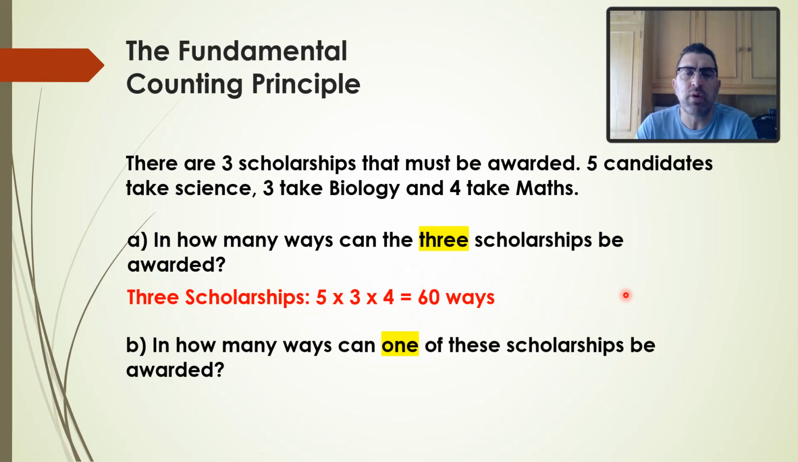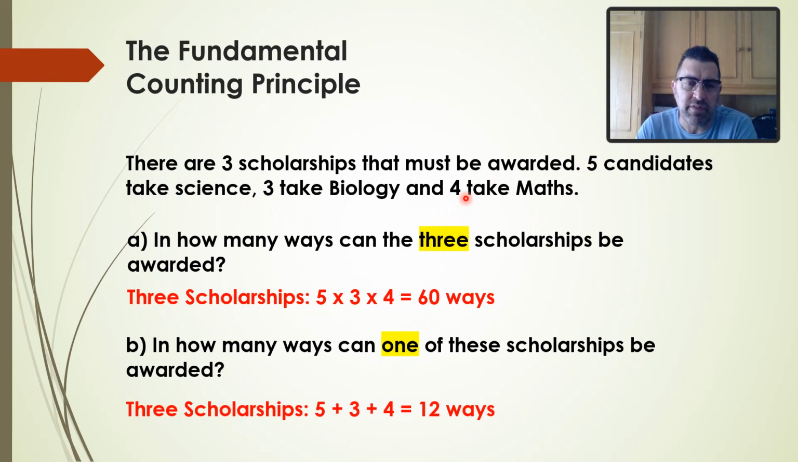In how many ways can one of these scholarships be awarded? Okay, so this is all 3, and here we're just awarding 1. Well, that is simply just the sum of the 3. 5 plus 3 plus 4. You need to choose 1 out of one of those pools. You've got 5 to choose from, for that take science, 3 biology and 4 maths. So there's 12 ways in which to choose one scholarship.